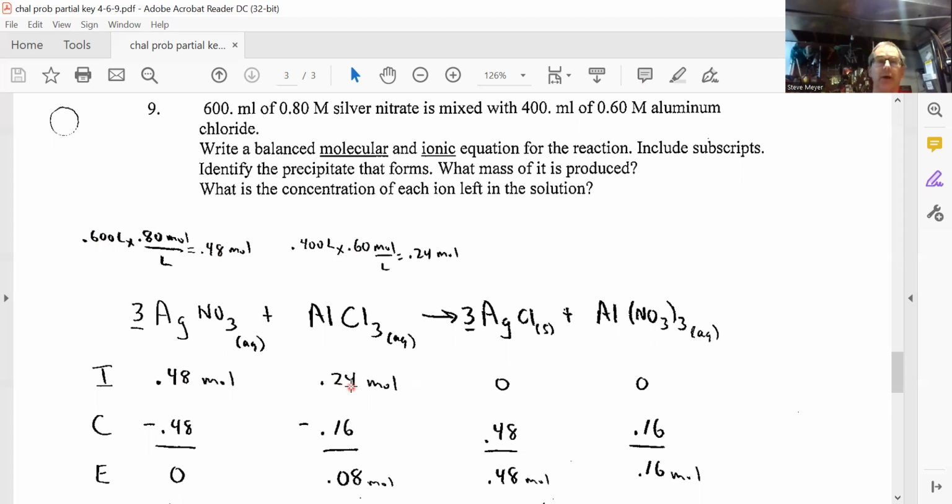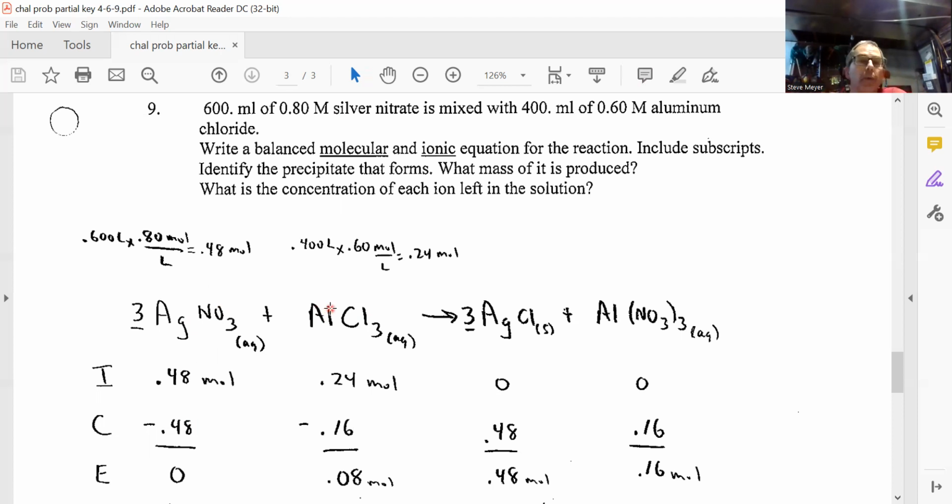Now, the next thing is, oh, 0.24 is smaller, so that's the limiting reactant? Not necessarily. I didn't show this here, but if I took 0.48 divided by 3, I get 0.16, and that number is smaller than the aluminum chloride. 0.24 divided by 1 is 0.24. So I'm going to call this the limiting reactant. The silver nitrate is the limiting reactant, and the aluminum chloride is in excess.